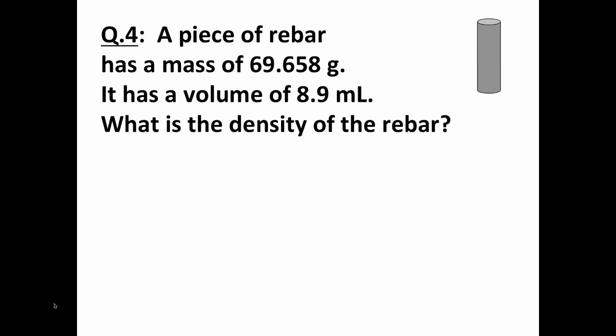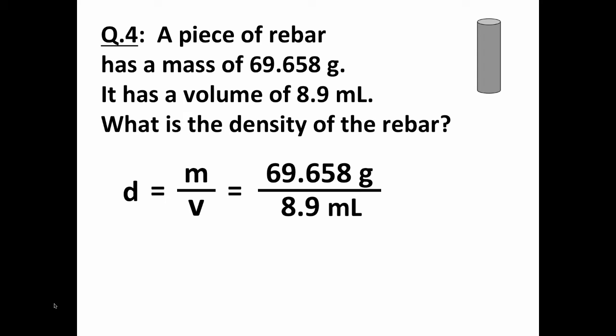And then if we had a question like this one, with that data, and we were asked to find the density of the rebar, it's pretty much plug and chug into the formula. Density equals mass over volume. The mass and volume values that we got are shown, 69.658 grams divided by 8.9 milliliters. When we divide that out, from your calculator, you'll get a number something like 7.82674, or maybe more digits. The units are grams per milliliter.